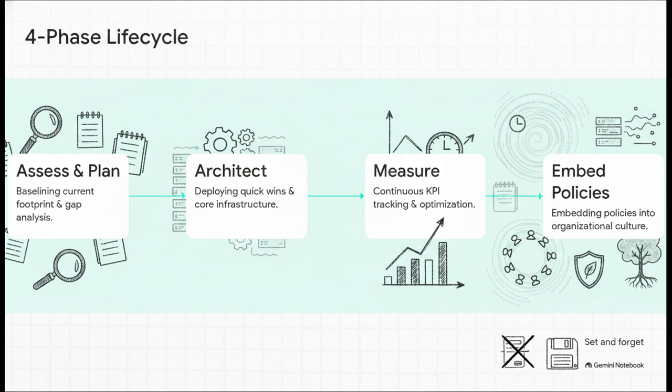The absolute key takeaway here is that without this final fourth phase to actually embed policies into the culture, organizations suffer from a huge set and forget risk. Efficiency gains just slowly erode over time as staff turn over and those old legacy habits creep back in.